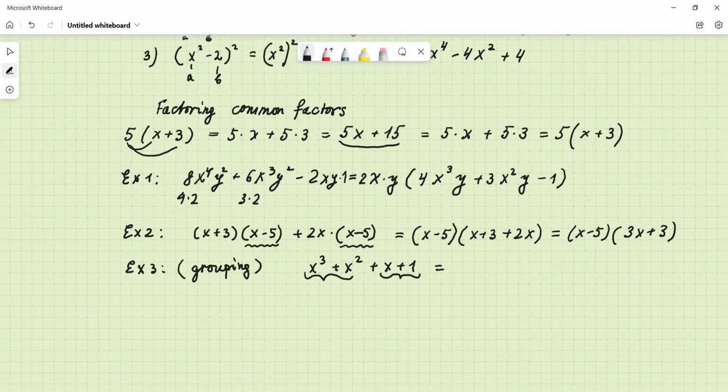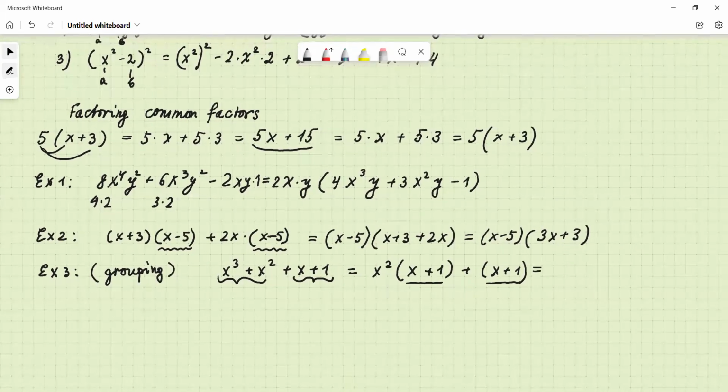You see that in the first group, both terms have x squared, and the minimum power of x here is x squared. So I'm going to factor out x squared from each term. x is going to be left from the first term, and just 1 is going to be left from the second term. Here, we cannot factor anything because x and 1 have only 1 as a common factor. But if we look at this expression again, we have the common factor x plus 1 in both expressions, which we can factor out.